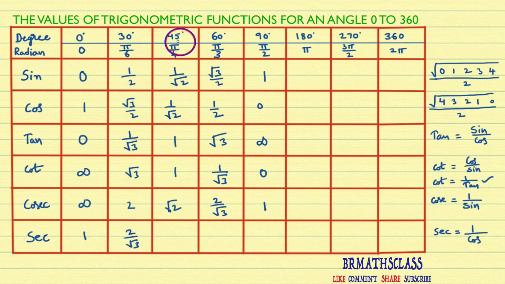Next, secant 45 degrees. Secant 45 degrees is 1 divided by cos 45 degrees, that is 1 divided by 1 by root 2. It is root 2. Next, secant 60 degrees is 1 divided by cos 60 degrees, that is 2. Now, secant 90 degrees is 1 divided by cos 90 degrees. 1 divided by 0, as the denominator is 0, it is not defined.